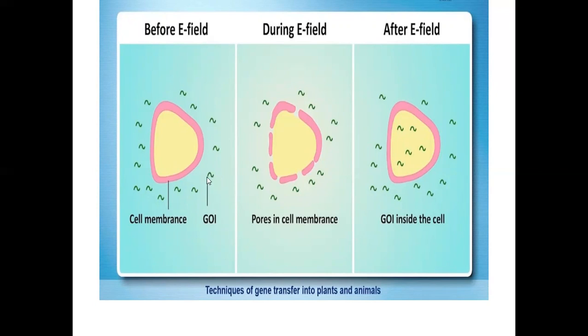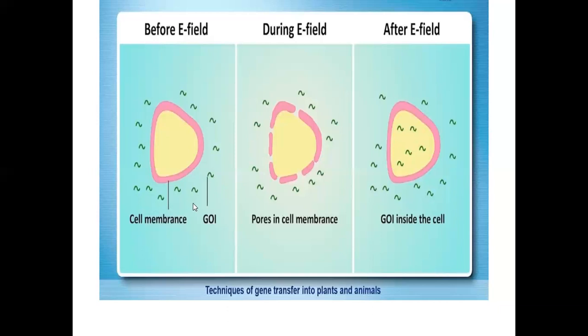Target DNAs are also called GOI, gene of interest. The target cells and target DNAs are mixed in a mixture. They are placed in a small chamber with electrodes. The electrodes are connected with a specialized power supply.